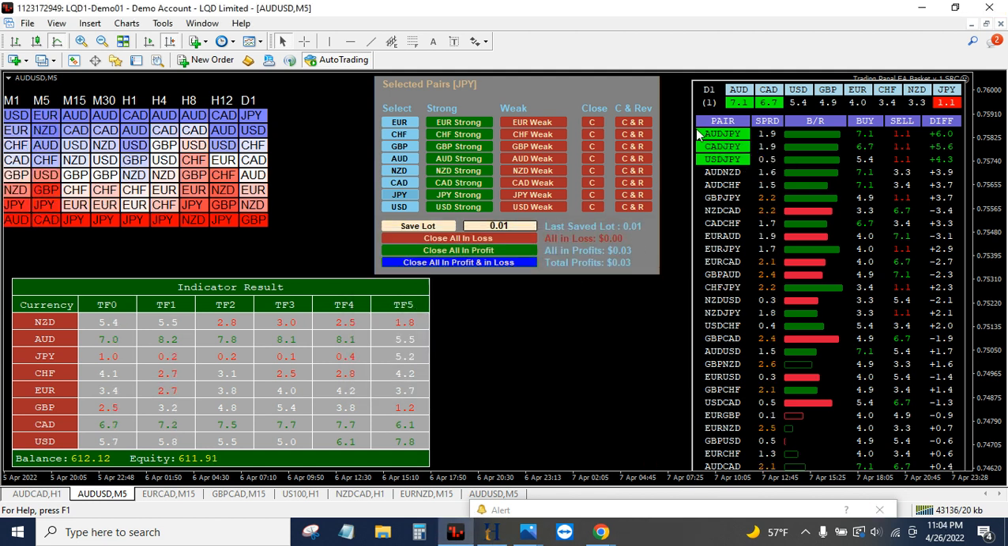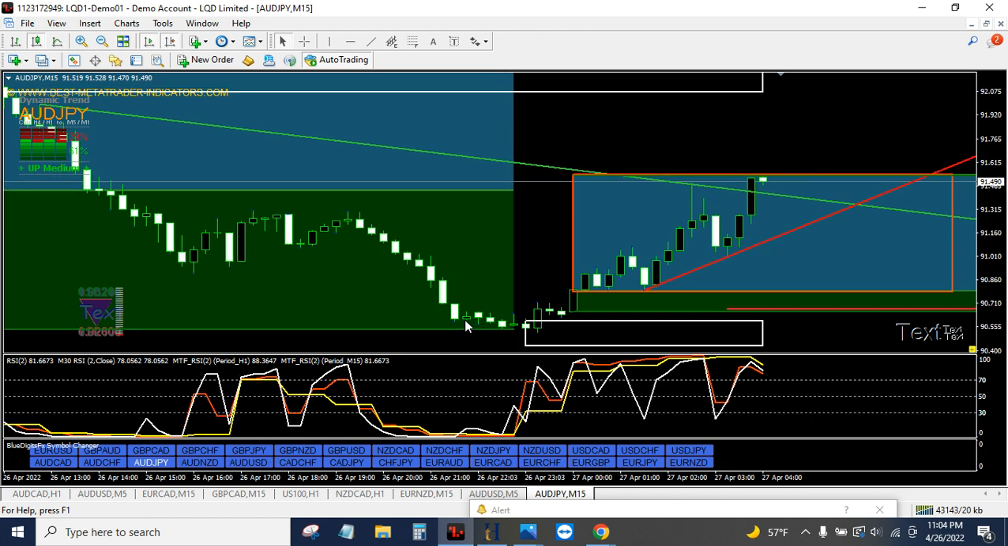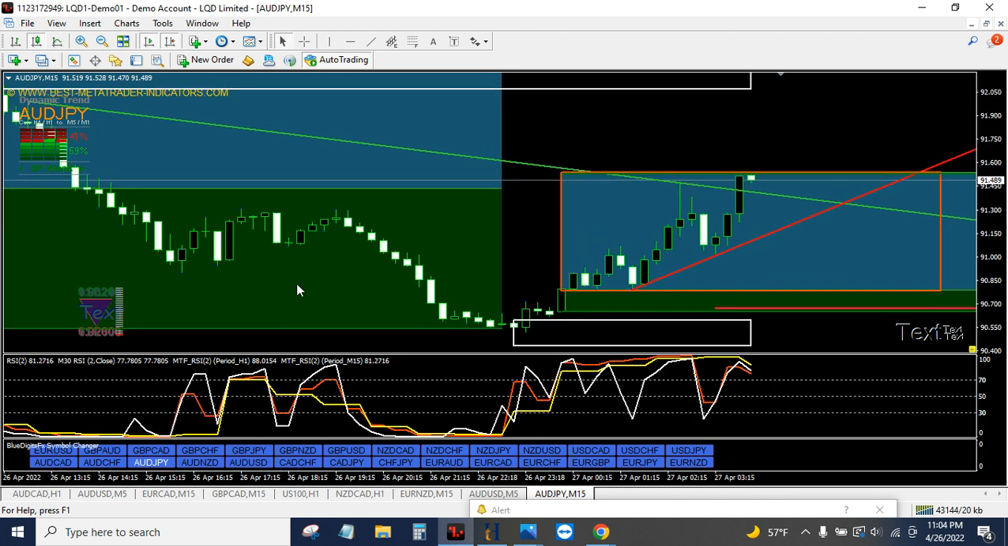So for instance, this is the Aussie yen chart. We know Aussie yen met the threshold here. Everything lined up for the Aussie yen. So this is going to be the Aussie yen chart. As you can see here, the position was probably opened here when the three RSIs were above. They were all above 70. So that position was opened.